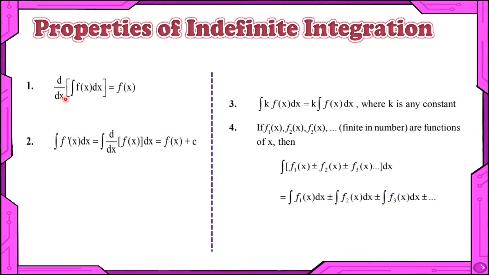Here are some properties. The derivative of the integral of f(x) dx is equal to f(x) again. But if we take the integral of the derivative of f(x), we know we have to add this c also. If we have to take the integral of k f(x), where k is some constant, we can take that k outside as it is and integrate the function. And if we have to integrate a sum of functions like this, then we can split them and take their separate integrations.